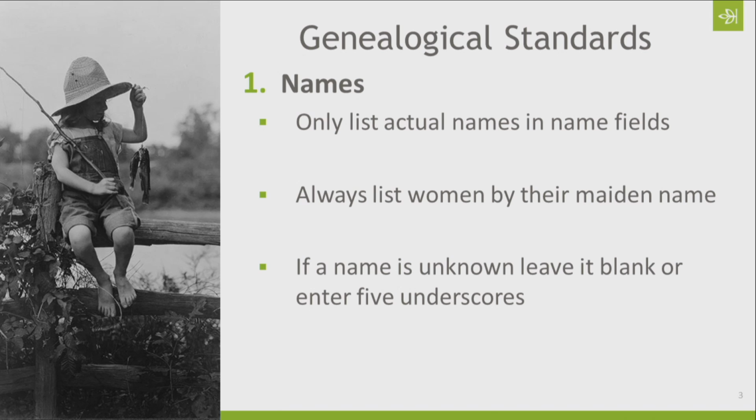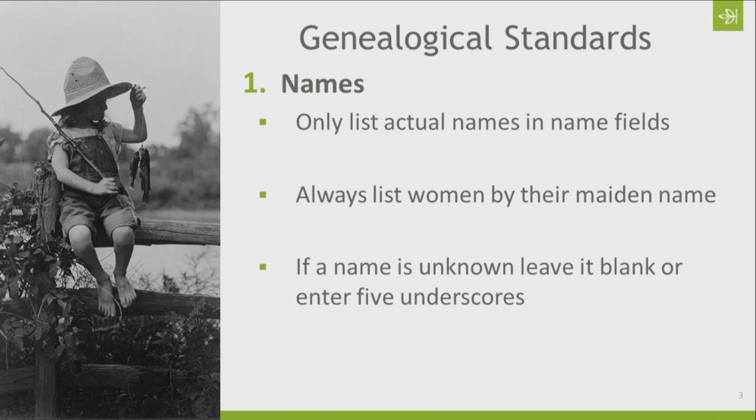I prefer the 5 underscores simply because then anytime I print a report, rather than just a blank space of varying length depending on how the report was written, I get a really clean blank line that lets me know that there's missing information in that case.